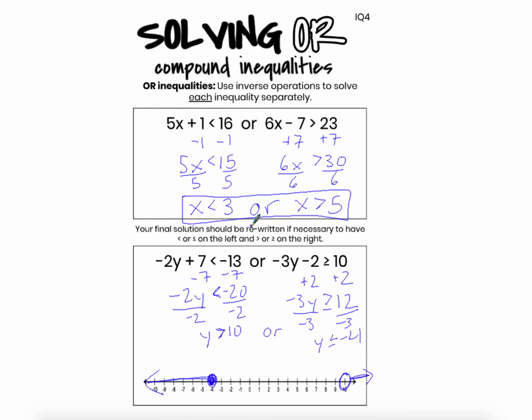My final solution needs to be rewritten to have the less than or equal to statement on the left and the greater than statement on the right. So my final simplified solution is y is less than or equal to negative 4 or y is greater than 10. I need to rewrite that with the less than on the left, the greater than statement on the right. This lines up with my graph. So the less than or equal to negative 4 is on the left, the greater than 10 is on the right, and this is my final statement.